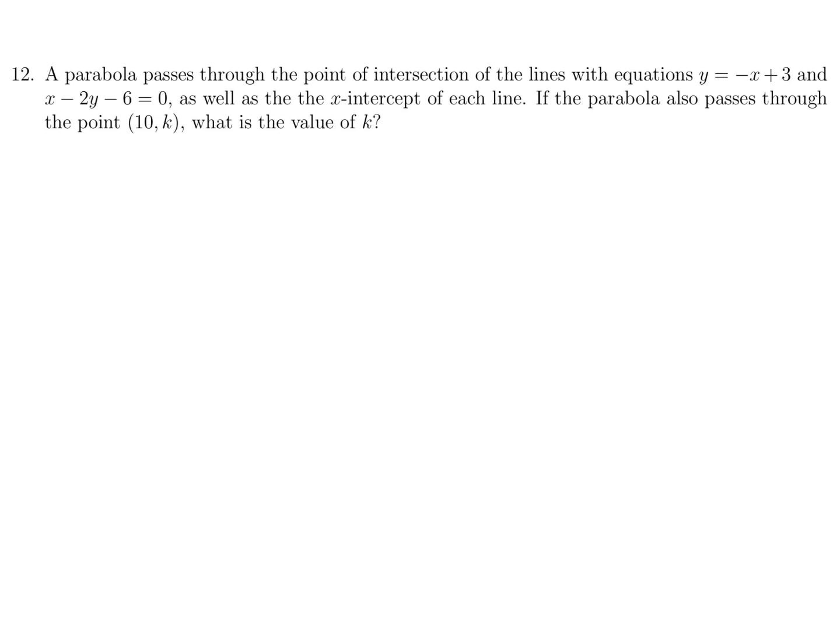A parabola passes through the point of intersection of the lines y is equal to minus x plus 3 and x minus 2y minus 6 is 0, as well as the x-intercept of each line. If the parabola also passes through the point (10, k), what is the value of k? Okay, so let's do this here.